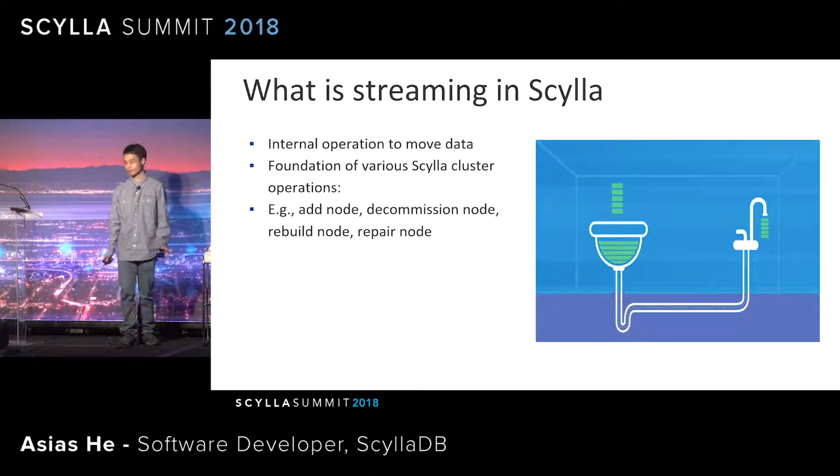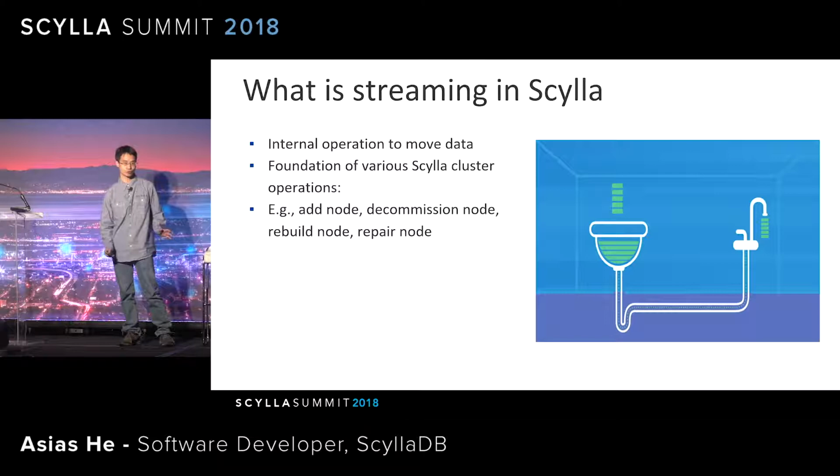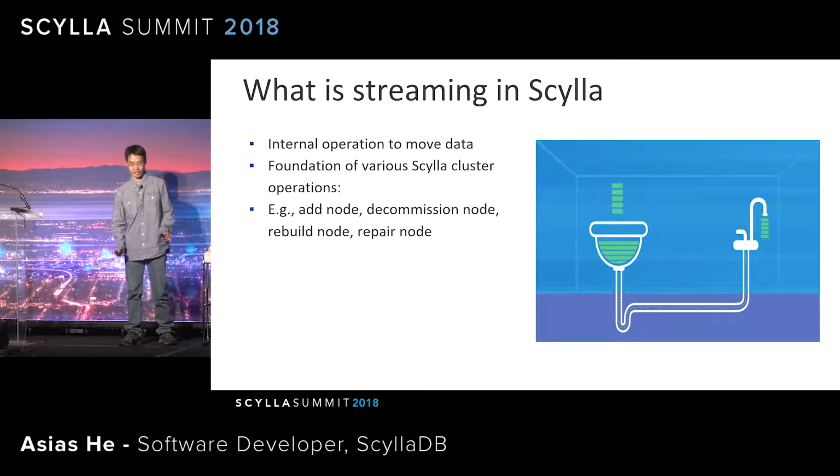So what is streaming in Scylla? Streaming is an internal operation to move data from node to node over the network. It's a foundation of the various Scylla cluster operations. For example, you can use streaming to add a node, to remove a node, or rebuild a node, and so on.